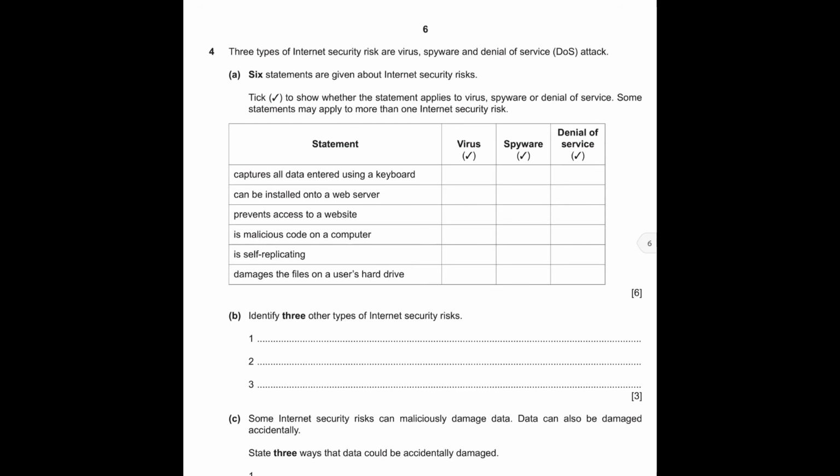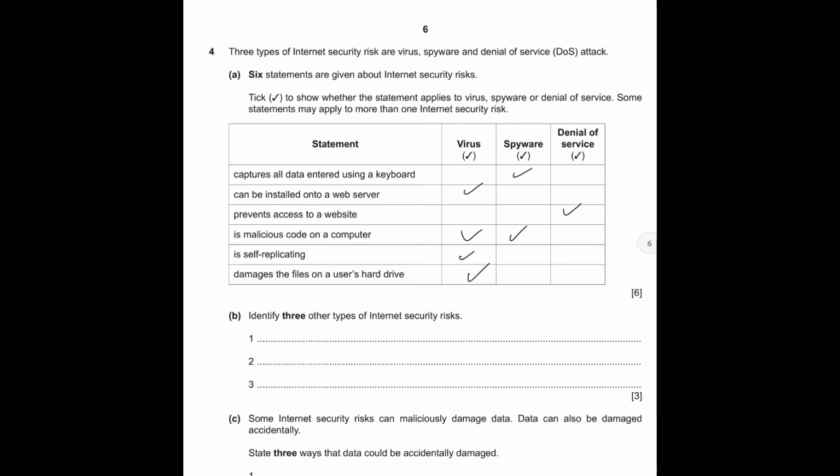Okay, next part, captures all data. Three types of internal security risks: virus, spyware, and denial of service attacks. Tick to show which statement applies to virus. Spyware captures all data. Now this is, again, you have to remember the data. So we're going to use spyware for capturing all the data using a keyboard. Virus is possible to be installed in a web server. Denial of service prevents access to a website. Malicious code is always virus and also spyware. Self-replicating, only virus replicates itself, and virus also damages the files.